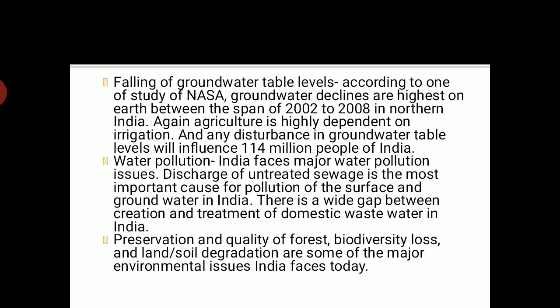The next is preservation. There is preservation and quality of forest, biodiversity loss, soil degradation are some of the major environmental issues that are being faced by the country today. Preservation means સાચવવું, quality of forest degrade થાય છે, એને આપણે સાચવી નથી શકતા. Biodiversity loss છે, that means so many creatures are being lost, right? There is constant land and soil degradation we have seen. So these are so many issues that are being faced by the country today, right?